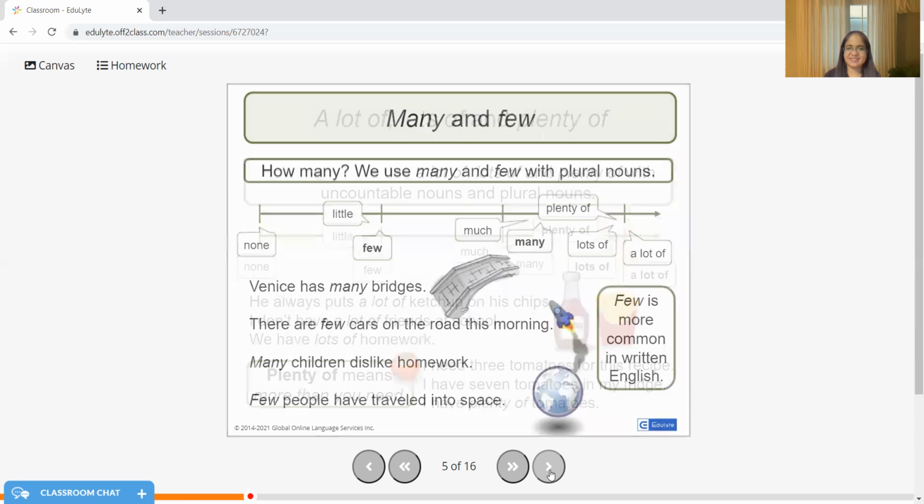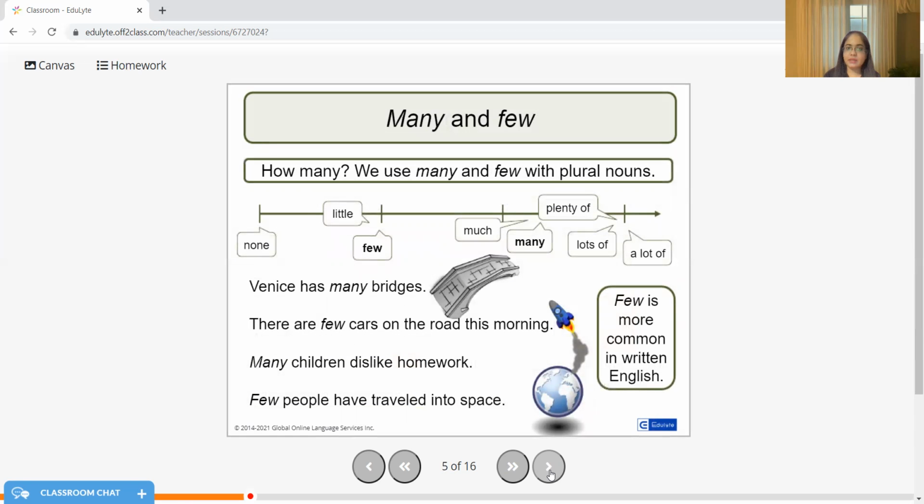That would be correct. Similarly, when I say many, I'm talking about certain things which are too much in number. So Venice has many bridges. I can count bridges. Many children dislike homework. Yes, it happens. Again, I can count the number of children. However, in this sentence, I'm not very definite in giving the quantity of children, but I certainly can count them. Few is used when I have something which is very less in quantity, like few cars, few people, few bridges, few apples, few oranges. This is how I can use many and few with the nouns.